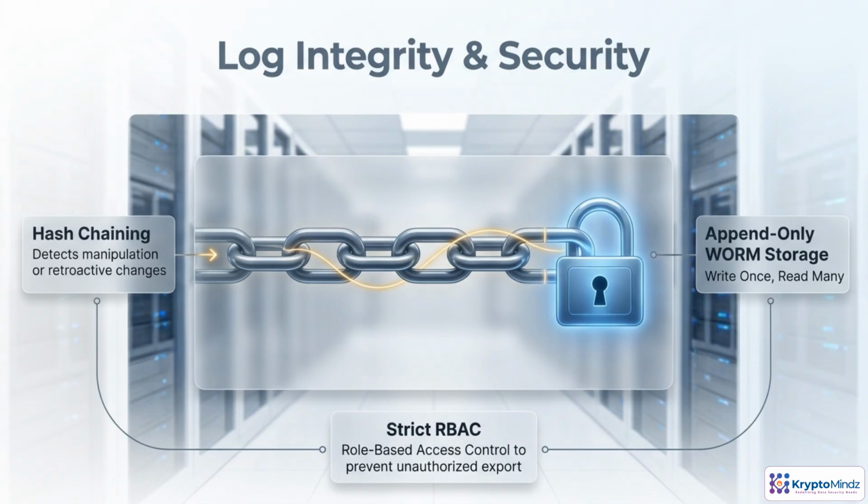For eIDAS compliance, logs must be both complete and tamper-evident. Think of each log entry as a link in a cryptographic chain. Hash chaining means that changing any past event breaks the chain and becomes detectable. Append-only, write-once storage ensures events can only be added, never silently removed or rewritten. On top of that, strict role-based access control limits who can view or export logs, protecting sensitive identity and signing evidence.